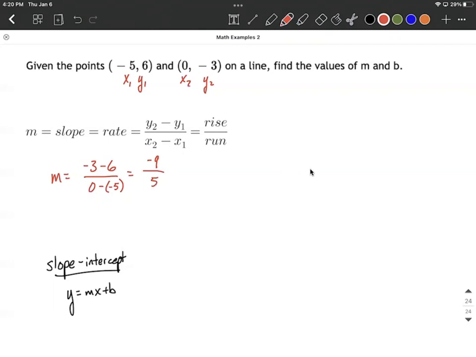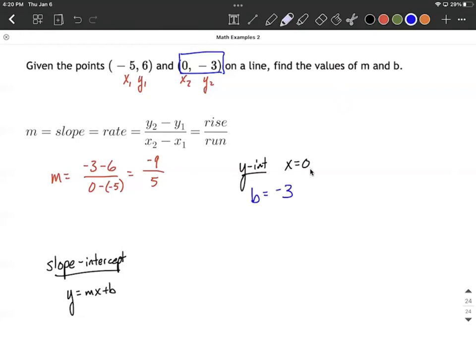All right, the other part is we want to find b, the y-intercept. So with the y-intercept, we know that for all y-intercepts, the x value is going to be 0. If we look at our points a little bit more closely, we may notice that one of these points has an x value of 0. So with that, we can say that b, our y-intercept, is going to be at -3.